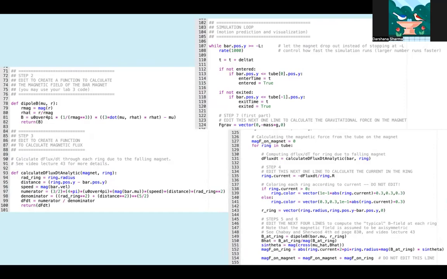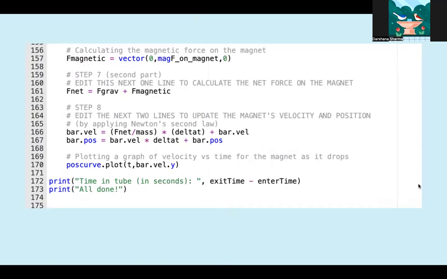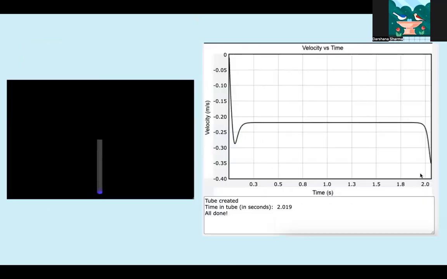Then we calculated the gravitational force on the magnet using these functions and computed the magnetic field at each ring. This helps in understanding what happens at each ring when the magnet passes through the aluminum foil tube. Then we calculated the magnetic force on the magnet, and the net force, which is F of gravity plus F of magnetic. Then we plotted the graph of velocity and time. On the left is what the model looks like when it has completely run. The blue end represents the North Pole, and the magnet passes from the top to the bottom, which is why it's resting at the bottom.